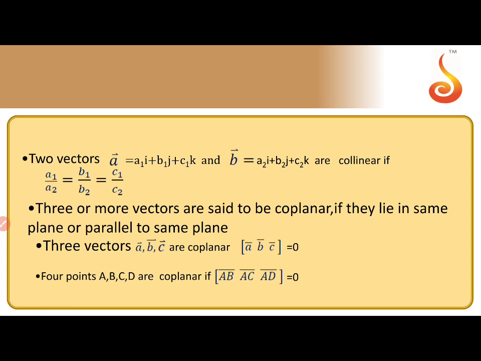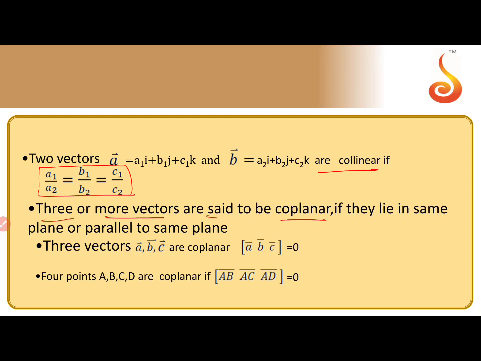So if A bar equal to A1i plus B1j plus C1k, B bar equal to A2i plus B2j plus C2k, are collinear if A1 by A2 equal to B1 by B2 equal to C1 by C2. That means the ratio of the ijk components are equal. The vectors are collinear or parallel vectors. So the ratio of the ijk coefficients are proportional to each other, then the vectors are called collinear vectors. So clear this one? Next, coplanar vectors.